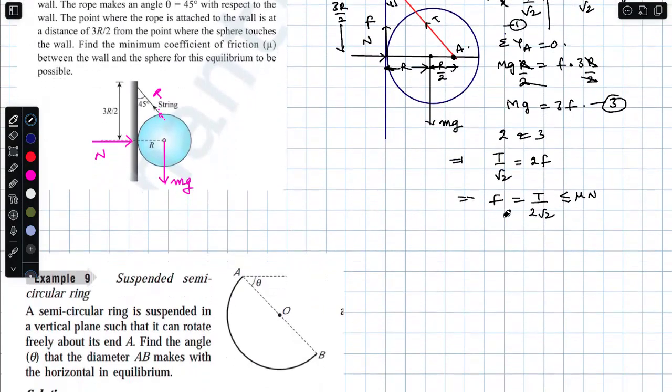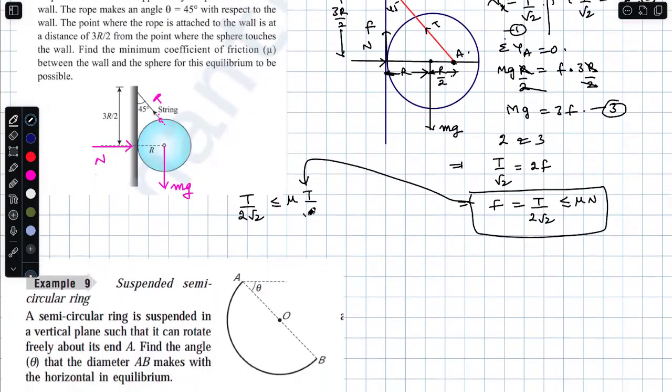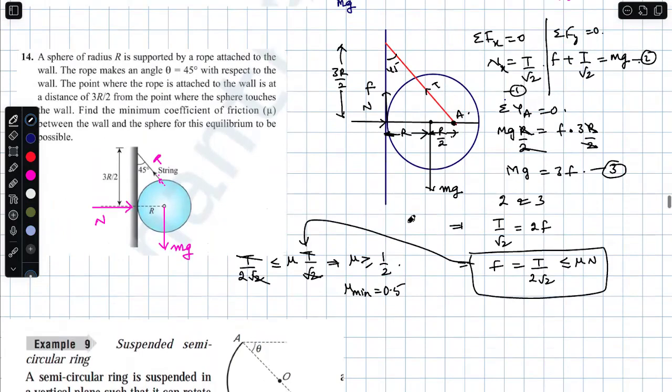అంటే from this you can say that t by 2 root 2 less than or equal to t by root 2. సో ఫైనల్గా నీకు ఏం కండిషన్ వచ్చింది? మ్యూ గ్రేటర్ దాన్ ఆర్ ఈక్వల్ టు 1/2. సో మ్యూ మినిమం వచ్చేసి 0.5. ఎనీ డౌట్స్? ఓకే. సో వాట్ ఈస్ దిస్?